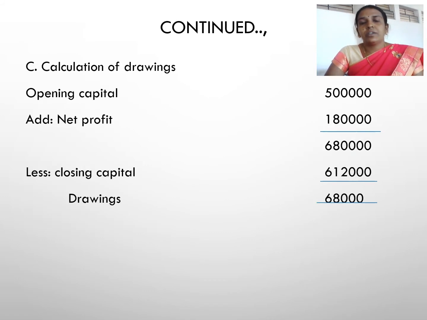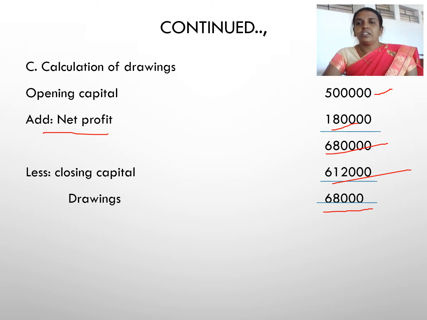Then third working note is for calculation of drawings. How much capital is drawn by the owners, that is opening capital as per statement of assets and liabilities 5 lakh, and to that you have to add net profit, that is rupees 1,80,000. So the total will come to rupees 6,80,000. From that you have to deduct the closing capital, that is 6,12,000. So the drawings made by the owners is 68,000 rupees.